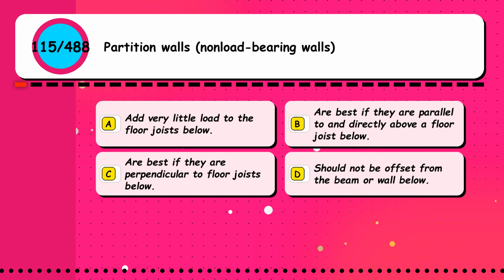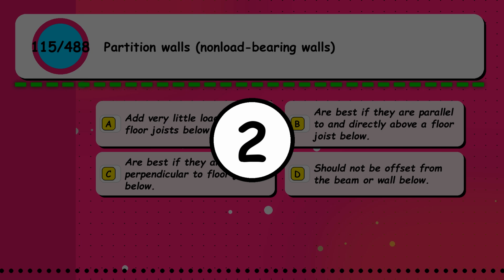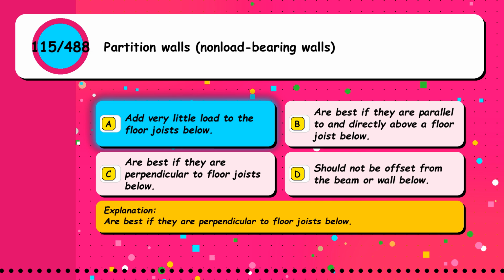Question 115. Partition walls, non-load bearing walls: Option A. Add very little load to the floor joists below. Option B. Are best if they are parallel to and directly above a floor joist below. Option C. Are best if they are perpendicular to floor joists below. Option D. Should not be offset from the beam or wall below. The correct answer is option A. Add very little load to the floor joists below. Are best if they are perpendicular to floor joists below.